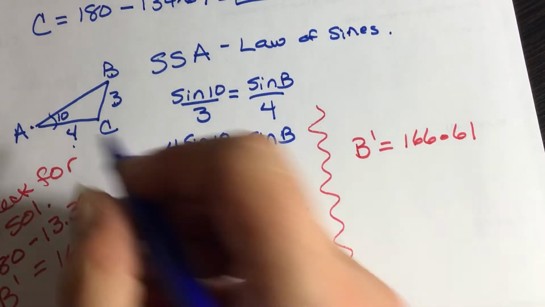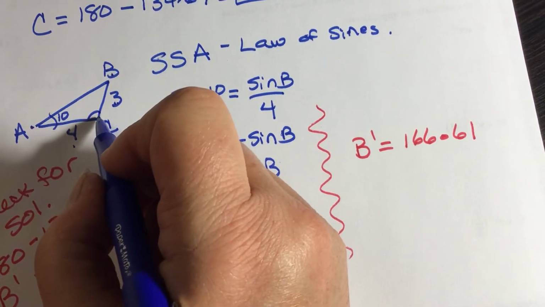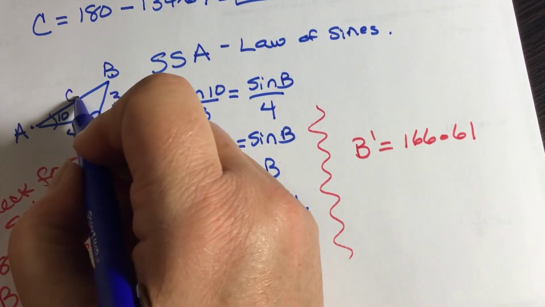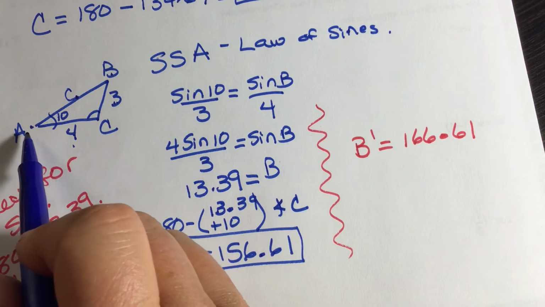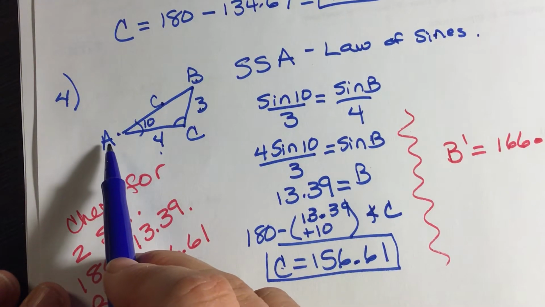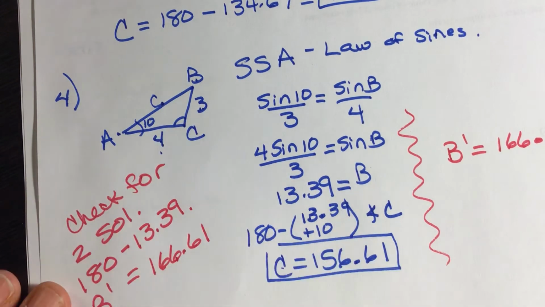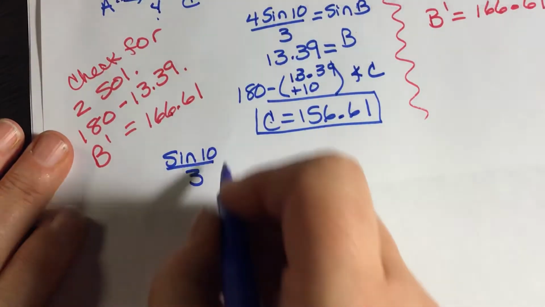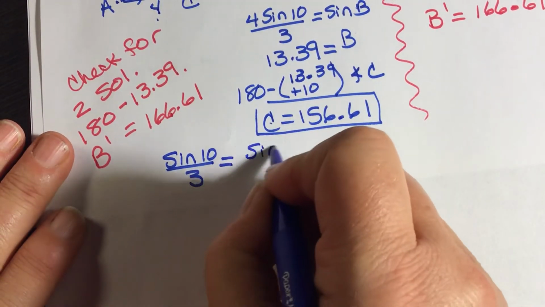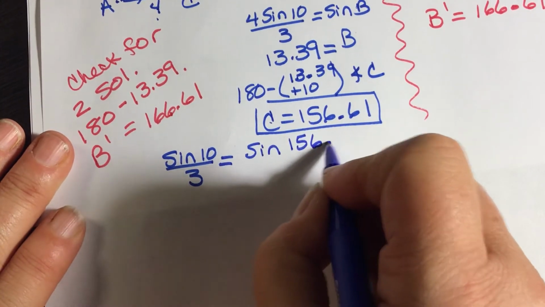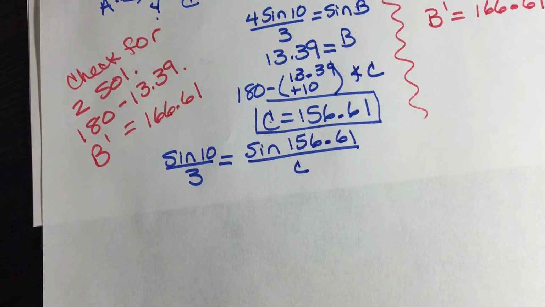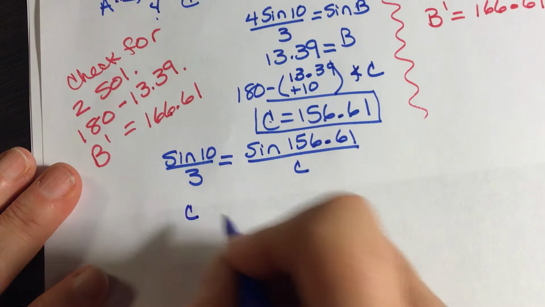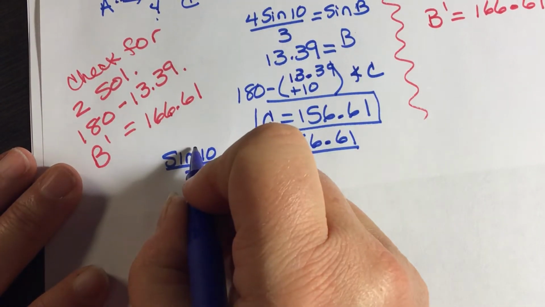Okay, so this would be 156.61, and then to find side C, I'm going to use my law of sines. So I will use sine A, or sine of 10 over 3, equals sine of 156.61 over side C. All right, so to find side C, I'm going to multiply this and multiply this.